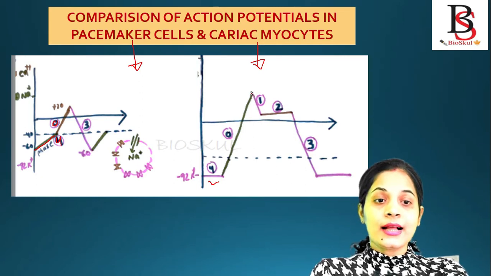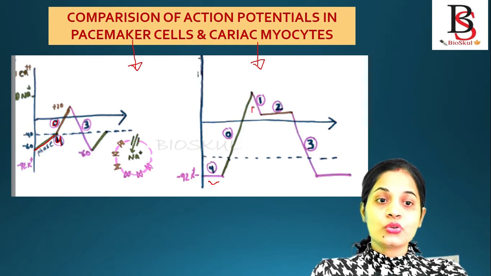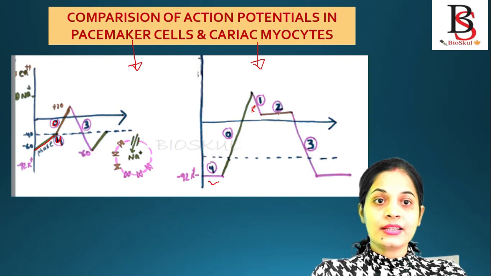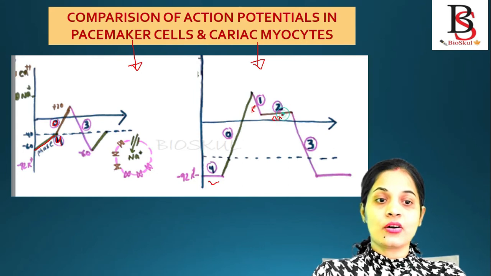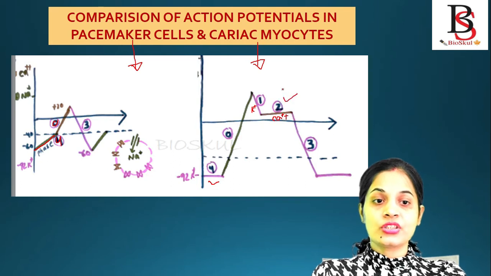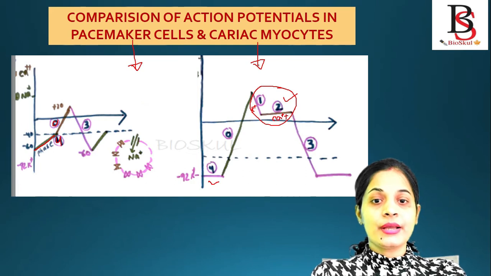Then the sodium channel gets closed and the potassium channel gets open, so the action potential moves down. After that, calcium enters the cell. When the calcium enters the cell, it causes the flat line, and that helps in the contraction of muscles, which is called phase 2. This phase is absent in the pacemaker cells.